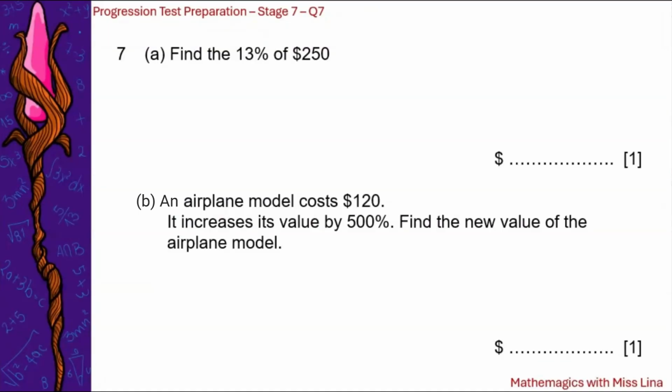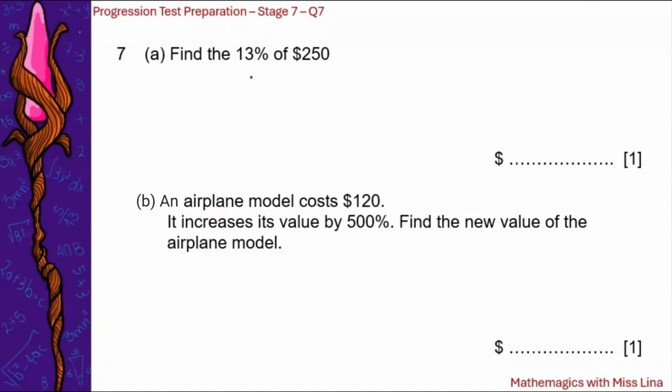Today we are going to check a progression test style question. This is the seventh question of stage 7. This one is about finding the percentage of a number. If you want more information, you have a video explaining this topic in the description.